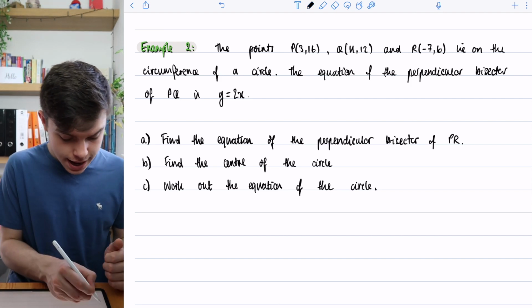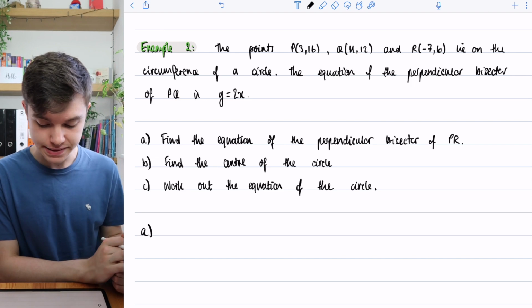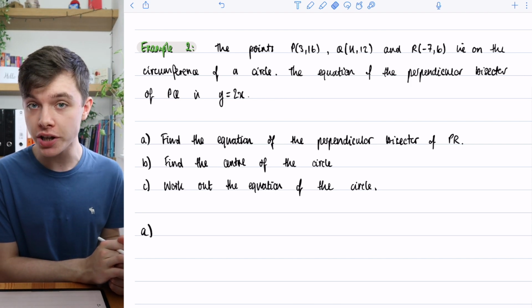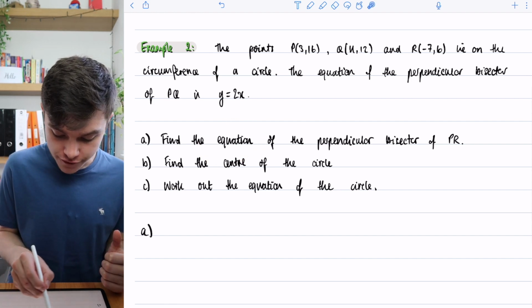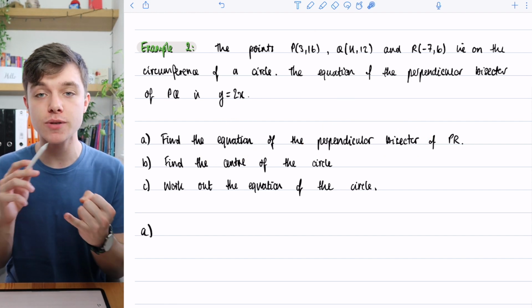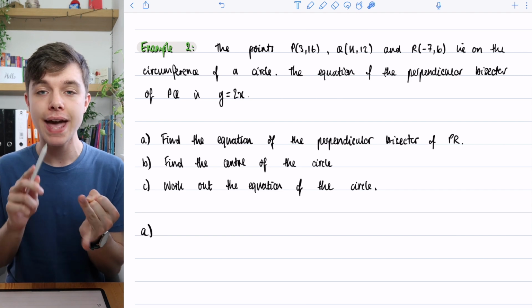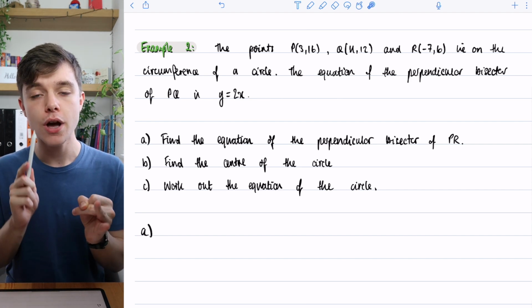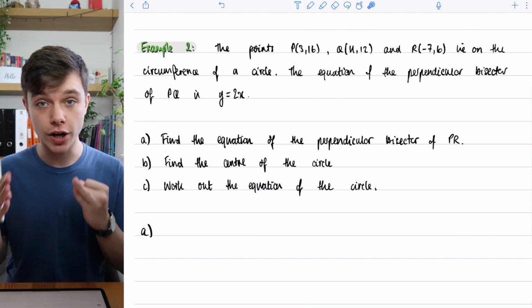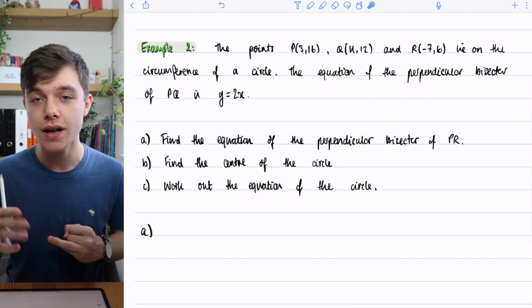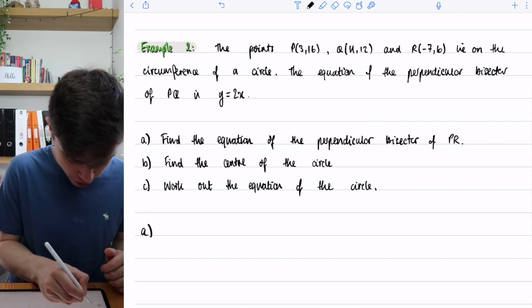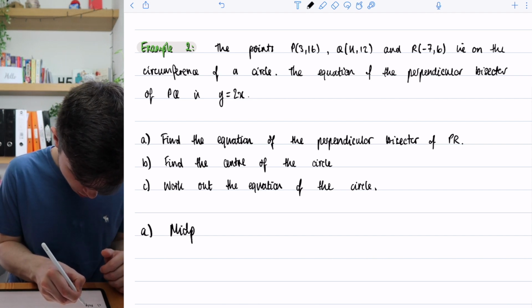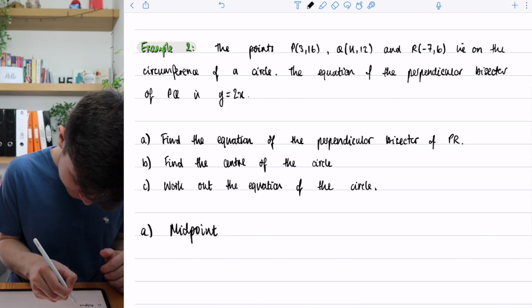Okay, so to start part A, what I'm going to do is I'm going to work out the midpoint of PR, okay? Because I need the equation of the perpendicular bisector, so I need the gradient of the bisector, and I need a point that it passes through. And we know that the bisector of a chord, the perpendicular bisector of a chord, passes through the midpoint. So let's work out the midpoint of PR.